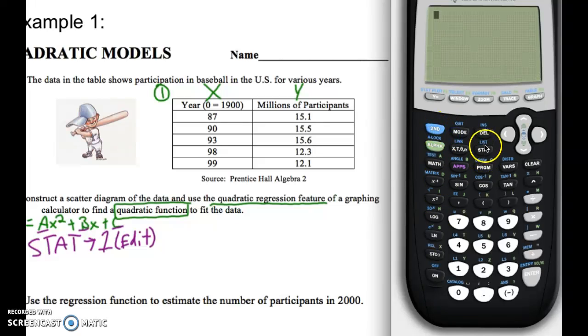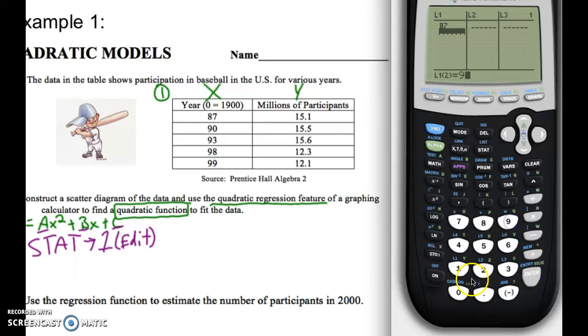Alright, I hit stat, and then I can either hit the number 1 or just hit enter because it's already on edit. I go into my L1 and L2. L1 represents my x values, L2 represents my y values. So this is where you would input your x and y values into your calculator, just like I'm about to do. I'm going to do it using my mouse here.